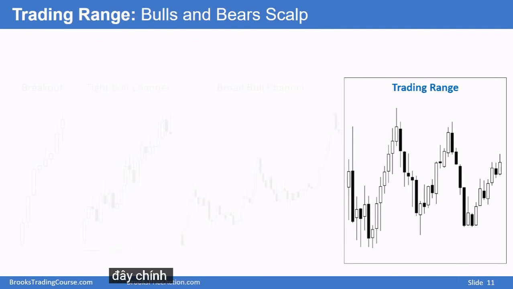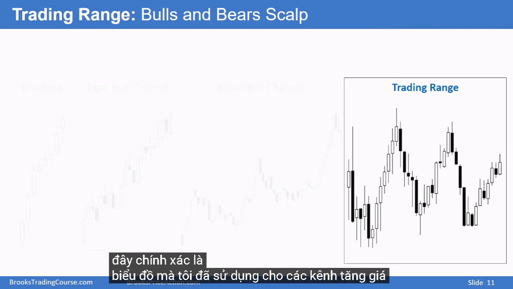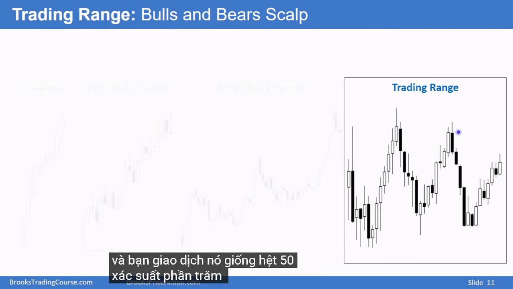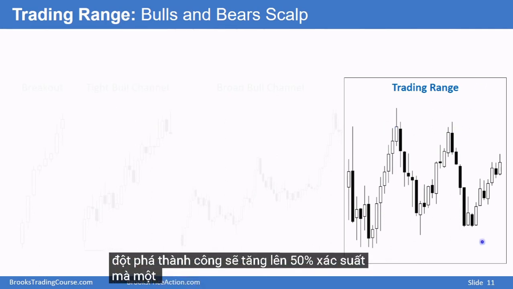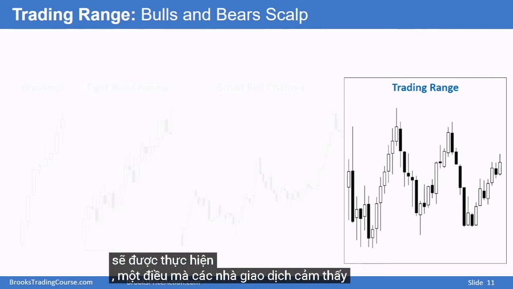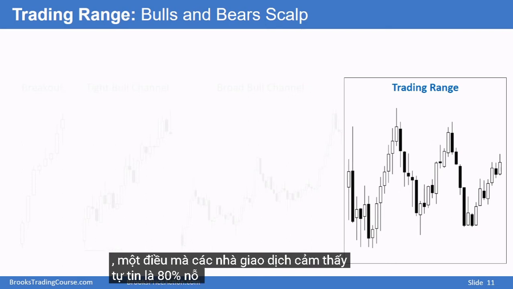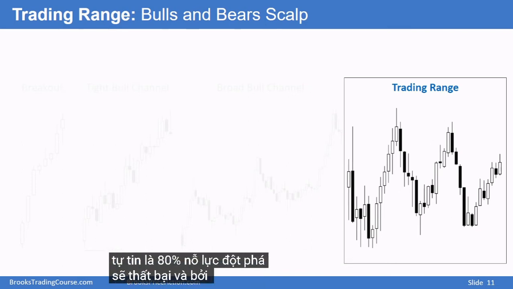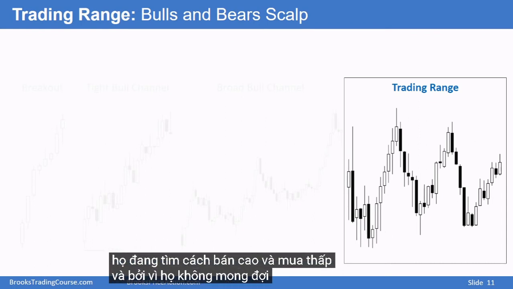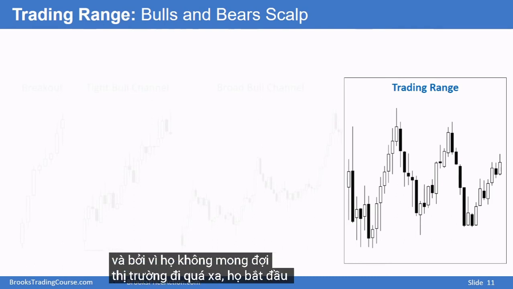Trading ranges. This is exactly the same chart that I use for the bull channels, and you trade it exactly the same. 50% probability that a successful breakout will go up, 50% probability that the eventual successful breakout will be down. The one thing that traders feel confident about is that 80% of breakout attempts will fail. And because of that, they're looking to sell high and buy low. And because they're not expecting the market to go very far, they scalp.